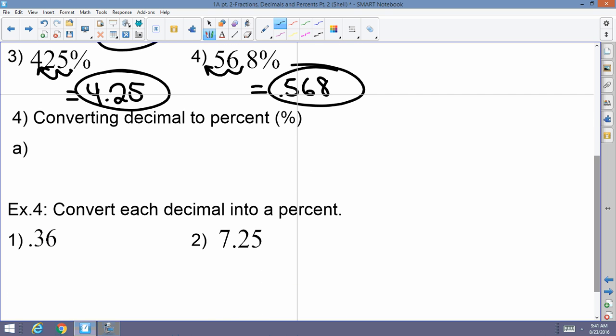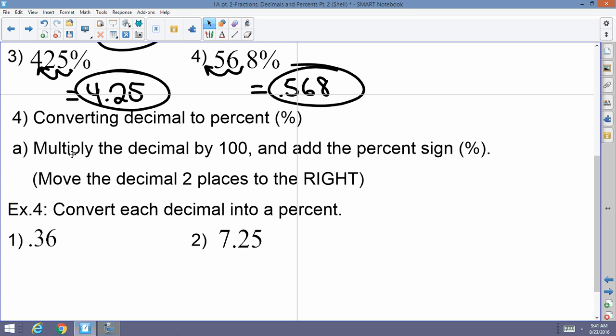Now, converting decimal to percent, almost as easy, except you're just going to reverse it. Instead of dividing by 100, you're going to multiply the decimal by 100 and add the percent sign. So it's the exact opposite of going from percent to decimal. In order to go from decimal to percent, again, you multiply by 100. So you're going to move the decimal 2 places to the right.